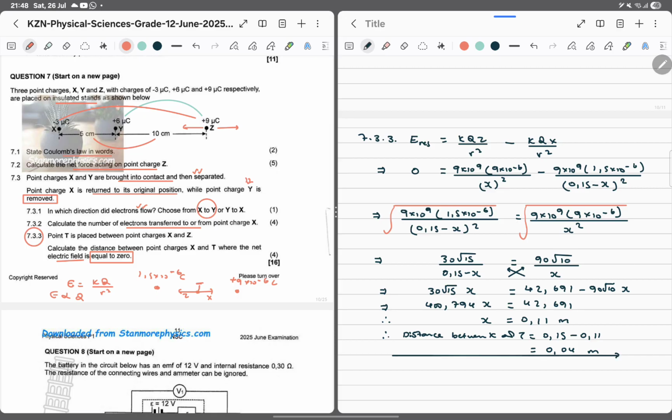As you can see, point T is very close to charge X, it's much closer to it than to the other charge. Anyhow, this is one of those silly questions, guys. It's nothing but algebra, just algebra at its best. So we just have to deal with this as best as we can. So we can say mark for formulae, this substitution and that substitution.